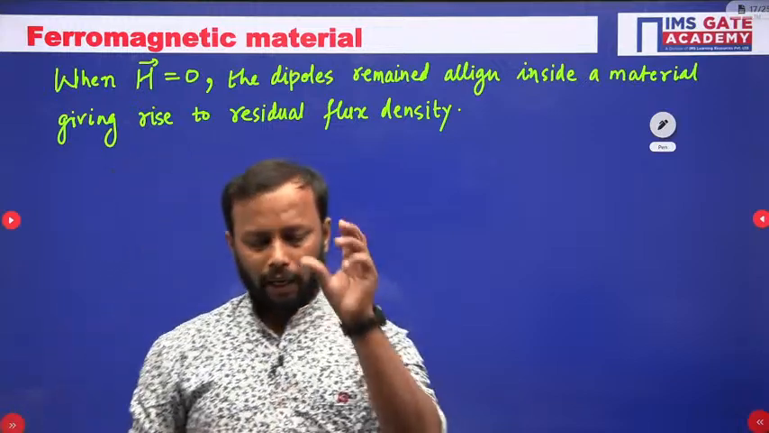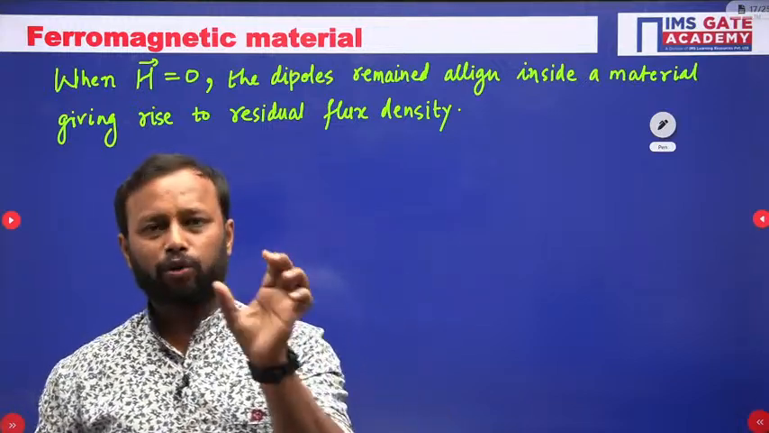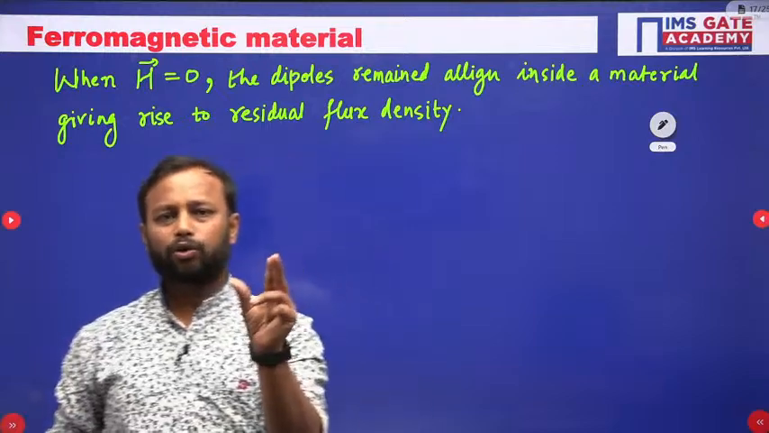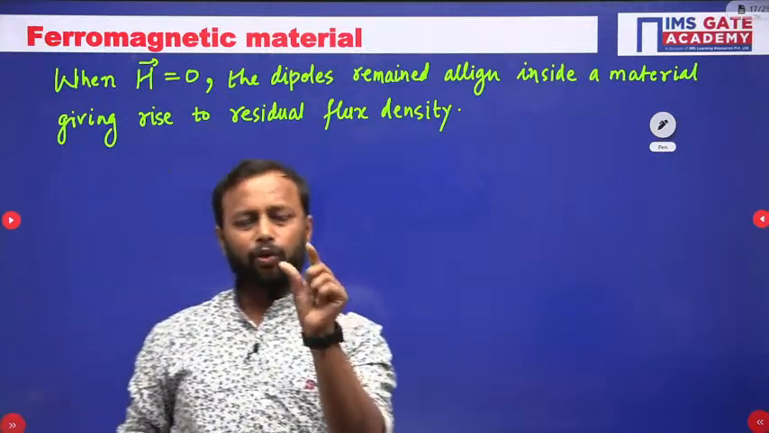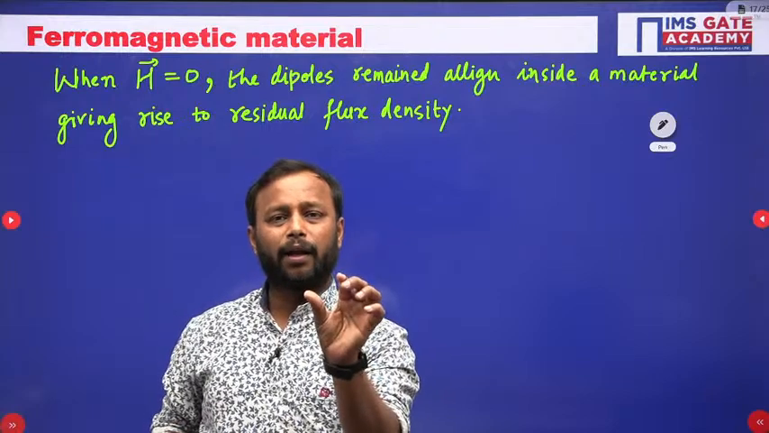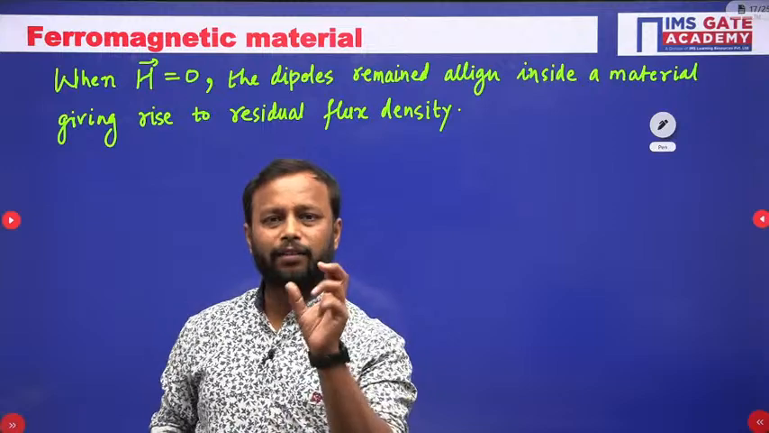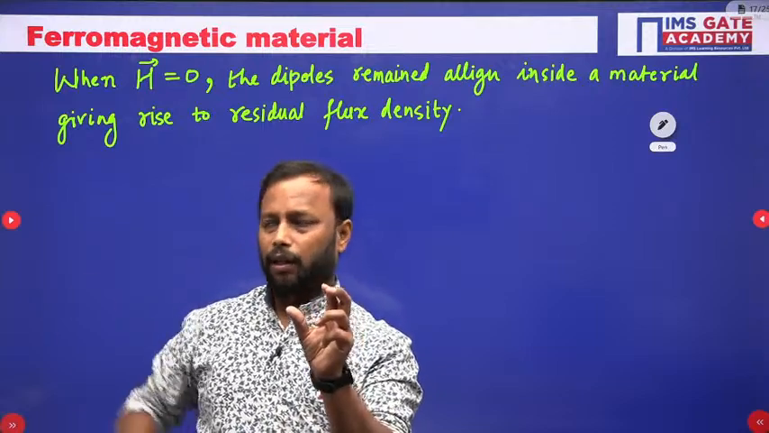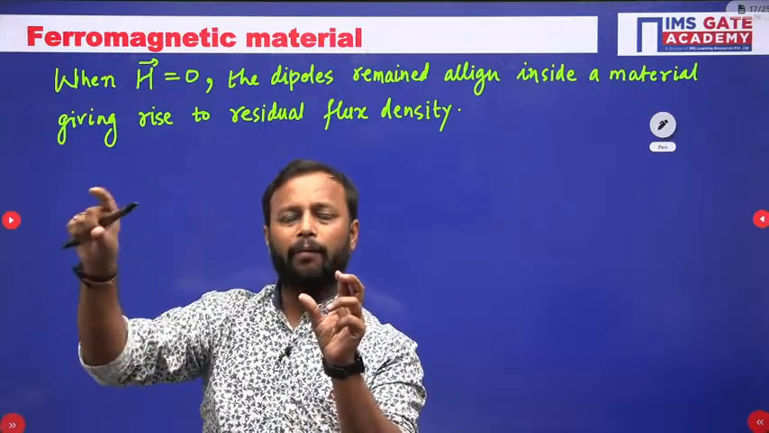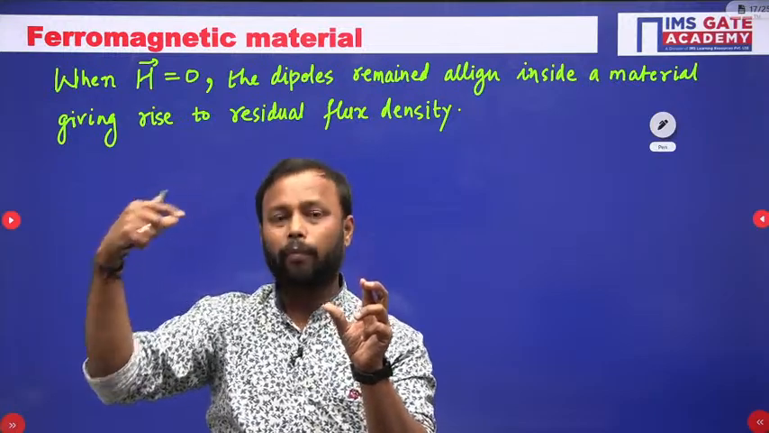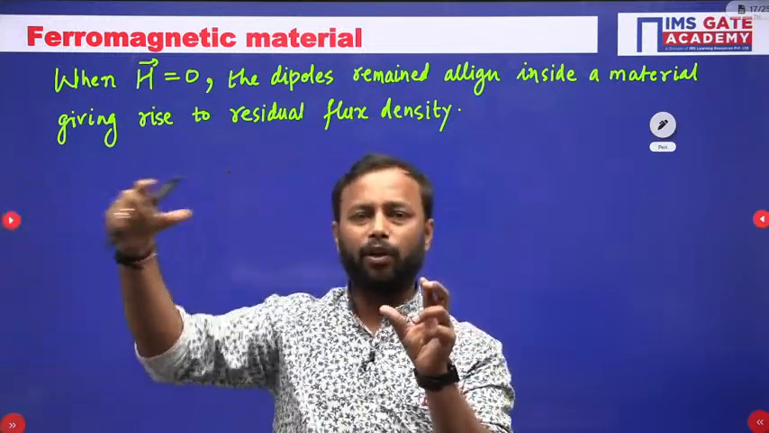Because even if there is no source, the magnetic material is possessing some flux inside that. So because of that flux, the new material is attracted towards the old material.